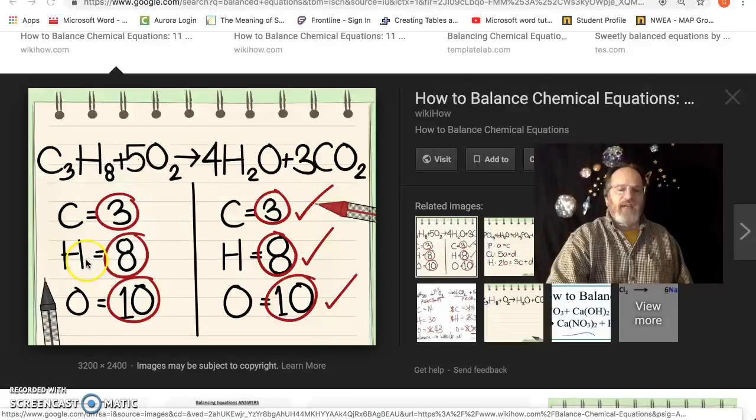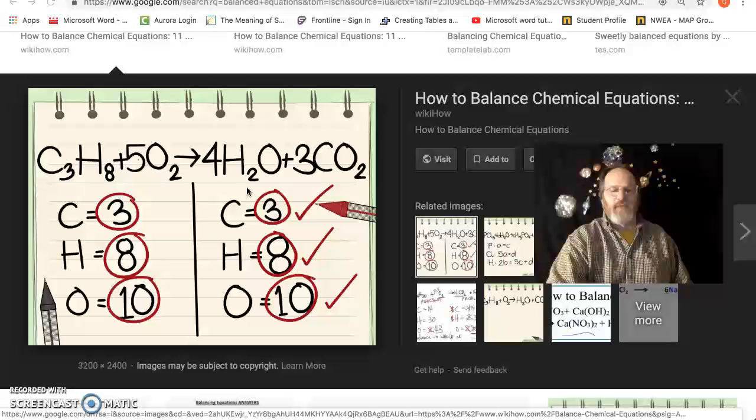Now let's look at hydrogen. Well, we have 8 atoms of hydrogen here. And then we look over here and it's like, wait a minute, how did we get 8? Well, we have 4 as a coefficient, and then there's 2 atoms, so that's 8. 4 times 2. So that checks out. That's balanced. Then we look at oxygen. Oxygen, here we have 5 as our coefficient, 2 is our subscript, so we have 10 atoms of oxygen. 5 times 2 is 10.